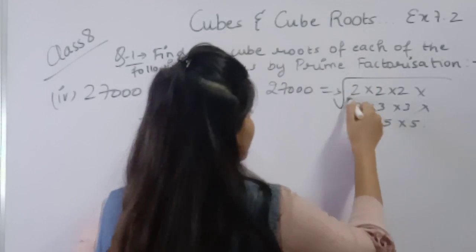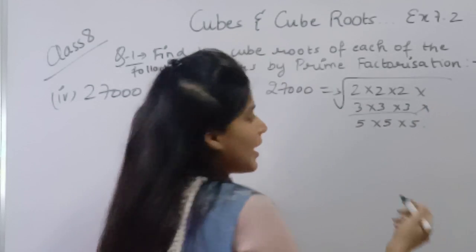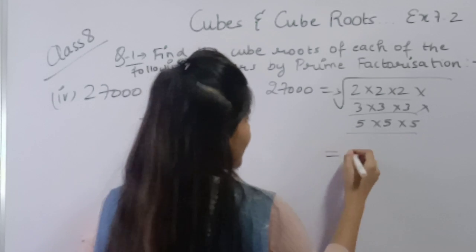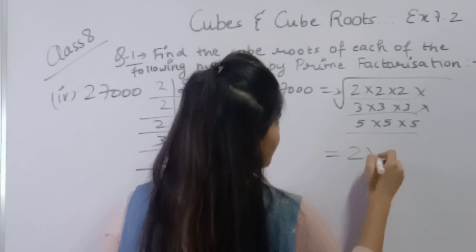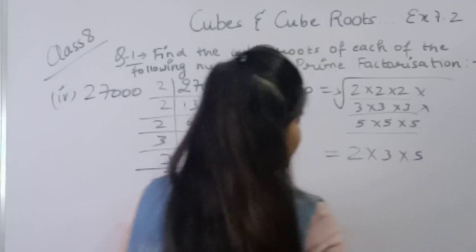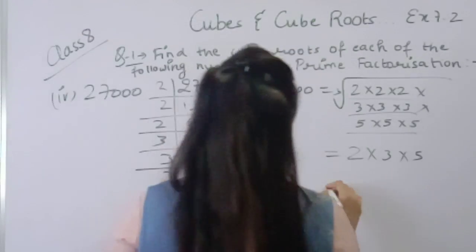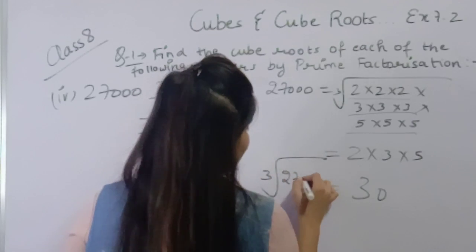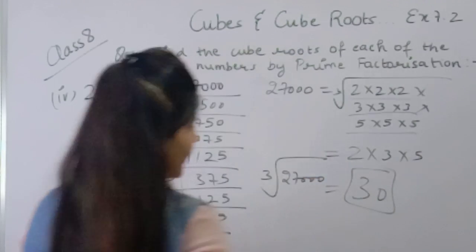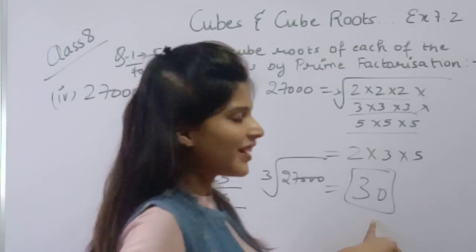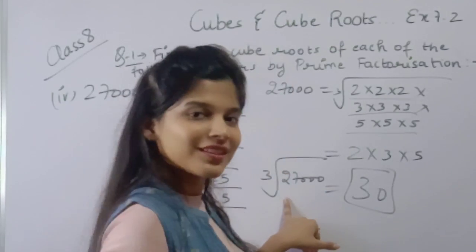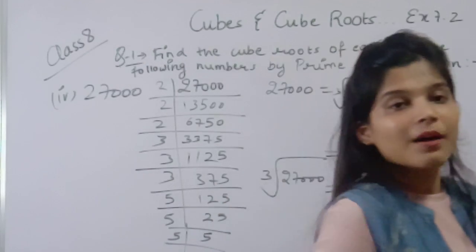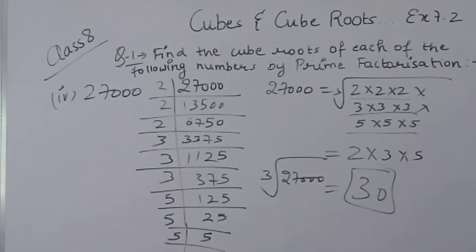First group of 2, second group of 3 and third group of 5. And now we will take one number from each group. 2 into 3 into 5. 2 3s are 6 and 5 6s are 30. So cube root of 27,000 is 30. Or we can say cube of 30 is 27,000. Okay, this was part number 4. Now let's come to the next part.